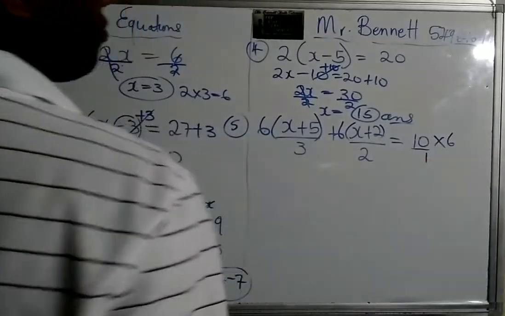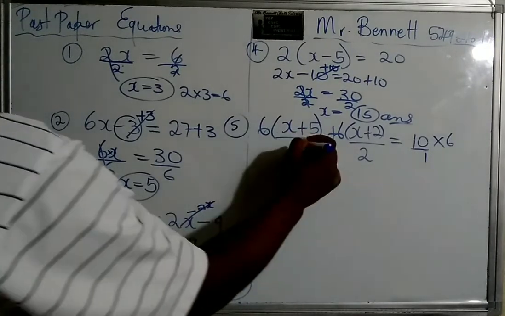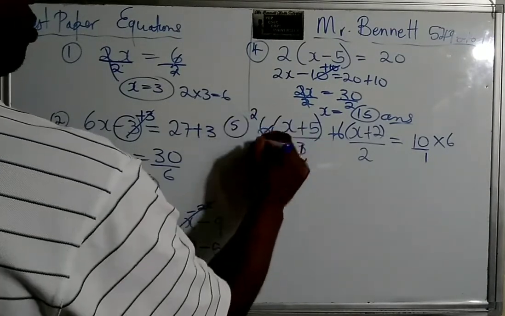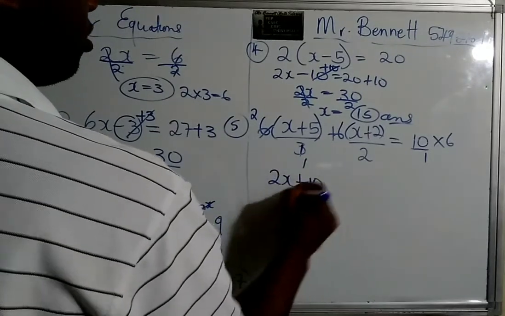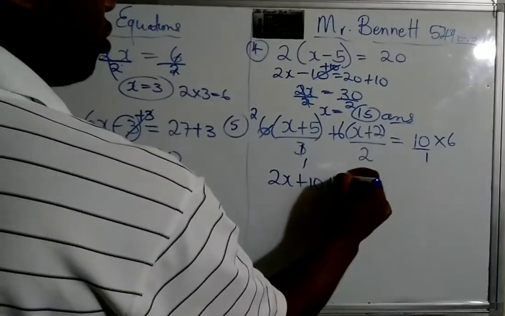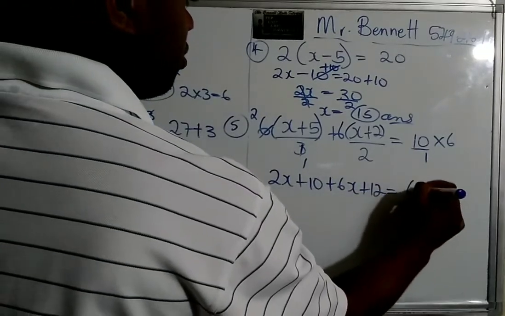on this to balance the equation. What we do to one side, we do to both sides. 3 into itself 1, 3 into 6, 2. Expand the bracket now to 2x plus 10. By now, everyone should be comfortable with this. Plus 12 is equal to 60.